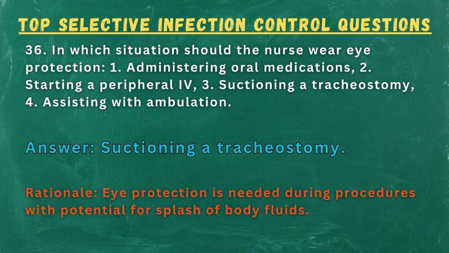36. In which situation should the nurse wear eye protection? 1. Administering oral medications. 2. Starting a peripheral IV. 3. Suctioning a tracheostomy. 4. Assisting with ambulation. Answer: suctioning a tracheostomy. Rationale: eye protection is needed during procedures with potential for splash of body fluids.